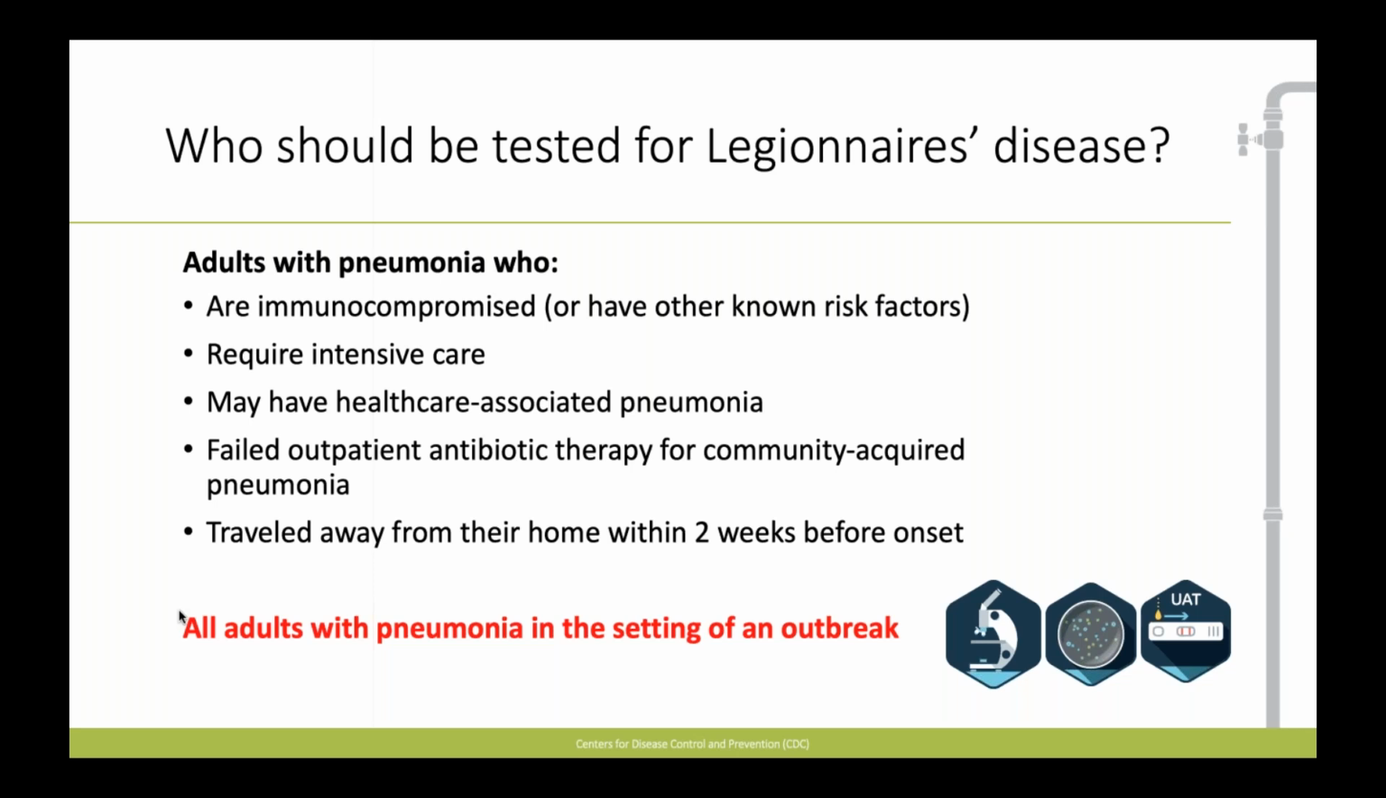So if a first-line antibiotic has failed, it's possible it's because it's an antibiotic that does not have coverage for Legionella. And then also if the patient has reported travel away from their home within the 2 weeks before symptom onset. We found that travel is an extremely strong predictor of whether or not a patient has Legionnaire's disease. And I will note that in a setting of an outbreak associated with a healthcare facility that has already been identified, we recommend that all adults with pneumonia in that kind of a setting be tested for Legionnaire's disease to ensure that all cases are identified.